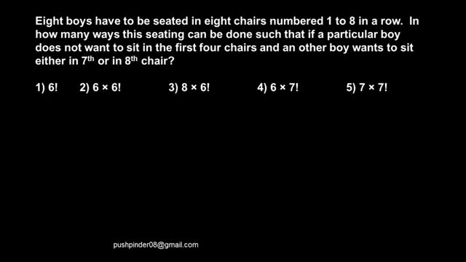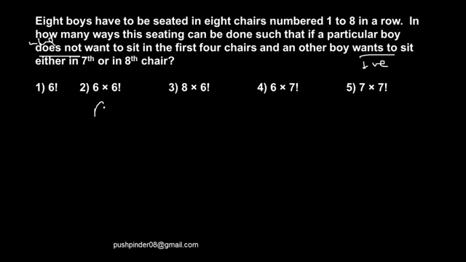8 boys have to be seated in 8 chairs, number 1 to 8 in a row. In how many ways can the seating be done such that a particular boy does not want to sit on the first 4 chairs and another boy wants to sit on either the 7th or 8th chair? Now there are again 2 cases, right? He does not want to sit, it's a negative case. He wants to sit, that means it's a positive case. So what we'll do, we'll satisfy the positive case first.